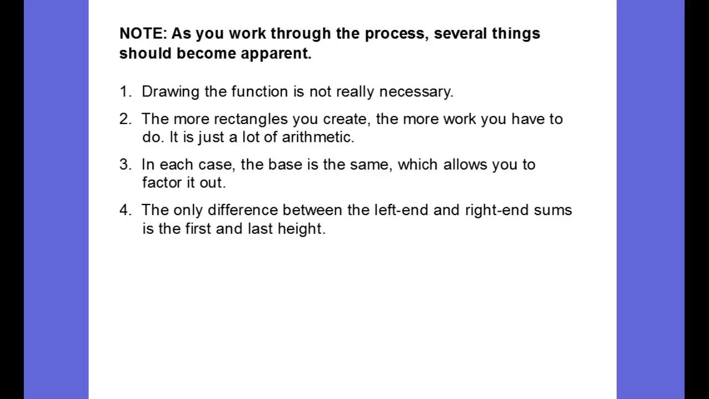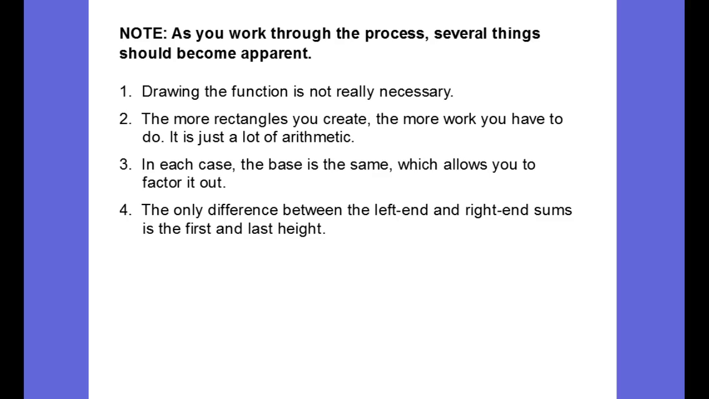The second thing is that the more rectangles we create, the more work we have to do. And again, it's not hard work, it's just adding and multiplying, but there are more things to write down. In each case, the base is the same, the base being the width of the rectangle. And so that allows us to factor it out, and that's the reason why we have the b minus a over n out front of our sum. But in each case, that's actually just simply being multiplied by the width so that we have individual rectangular areas that we're adding up.